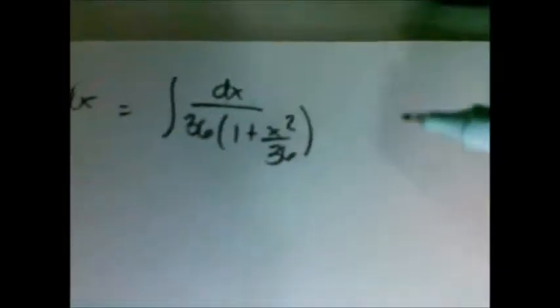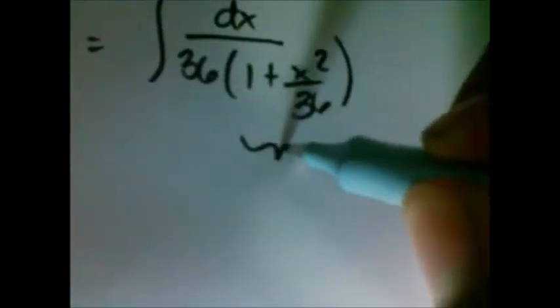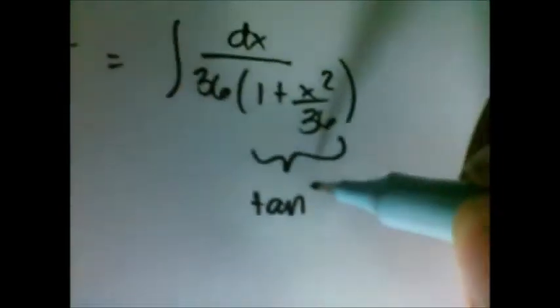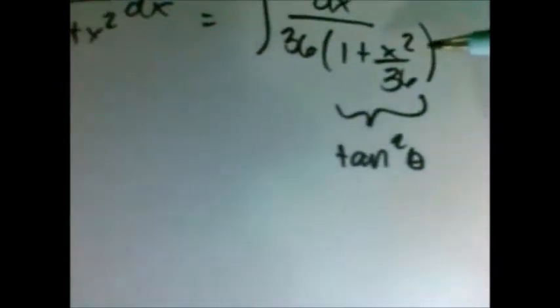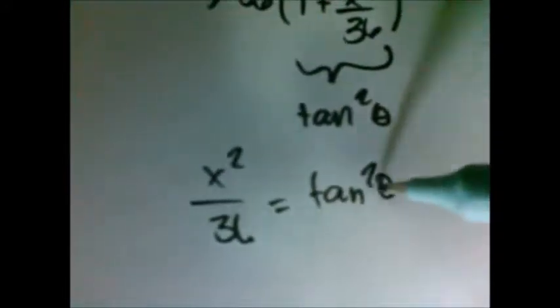So as we all remember, 1 plus tangent squared theta is equal to secant squared theta. The formula shown here, this will be considered as tangent squared theta. Well, as you can see, we have there x squared over 36 is equal to tangent squared theta. Simplifying it, we will have x over 6 is equal to tangent theta.